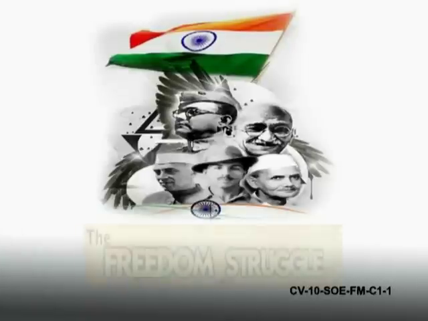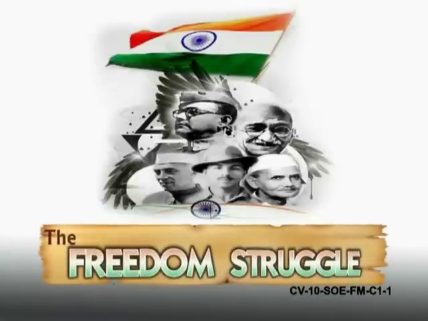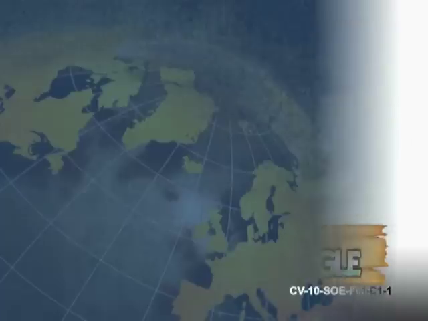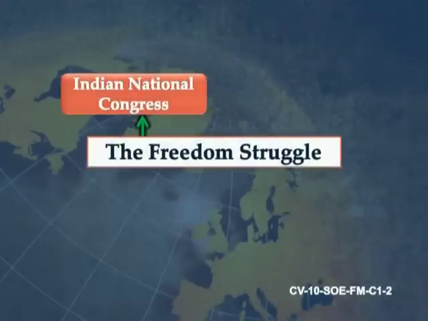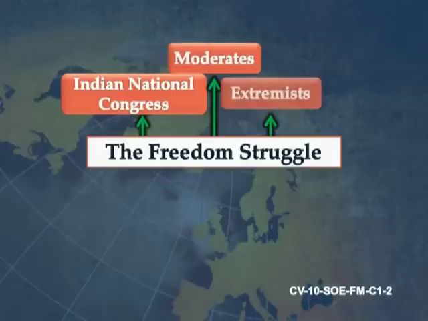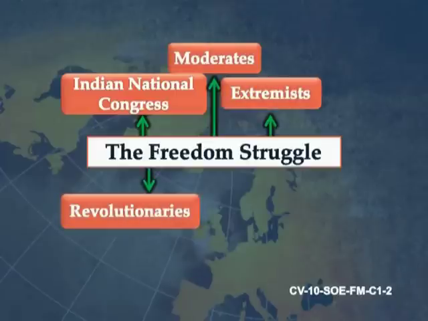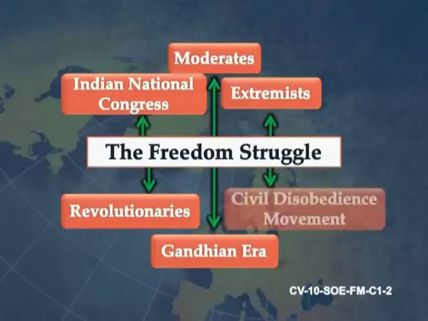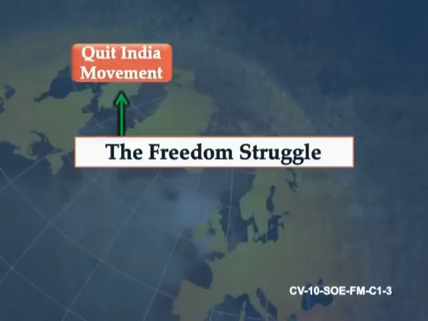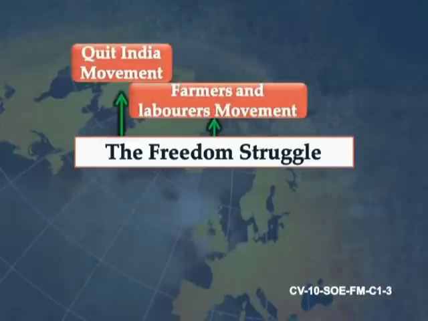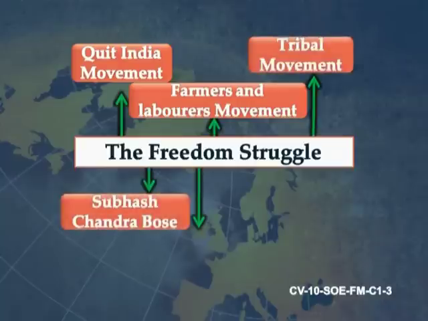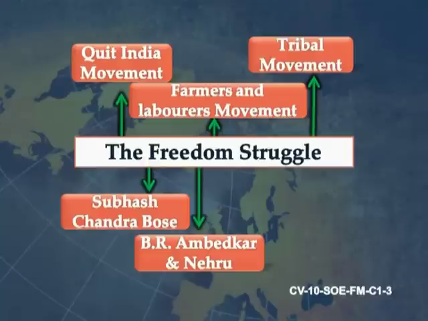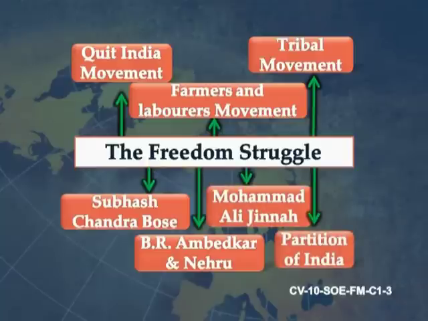Capsule 1. The Freedom Struggle. In this chapter, we are going to learn about Indian National Congress, moderates, extremists, revolutionaries, Gandhian era, civil disobedience movement, Quit India movement, farmers and labourers movement, tribal movement, Subhash Chandra Bose, B.R. Ambedkar, and partition of India.